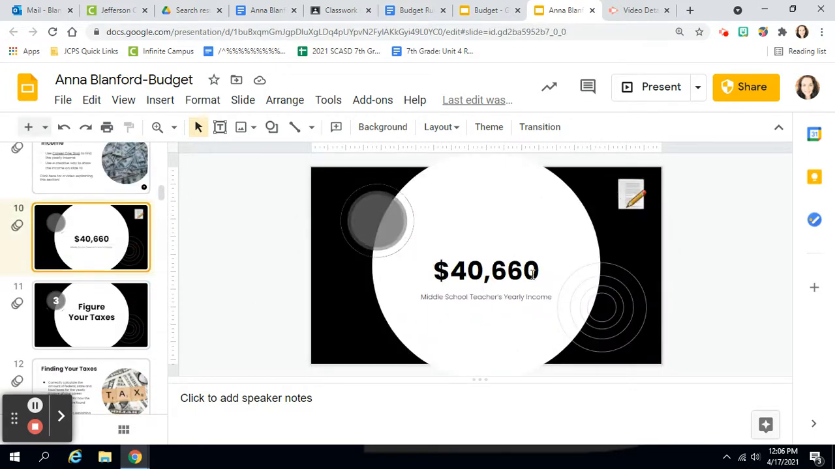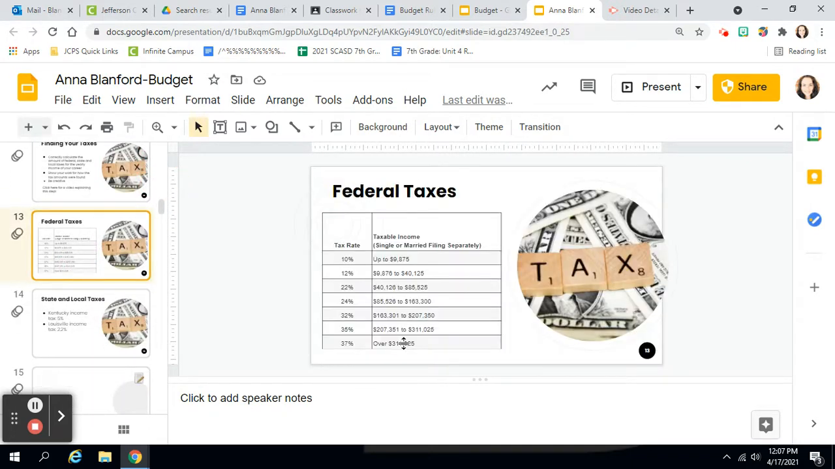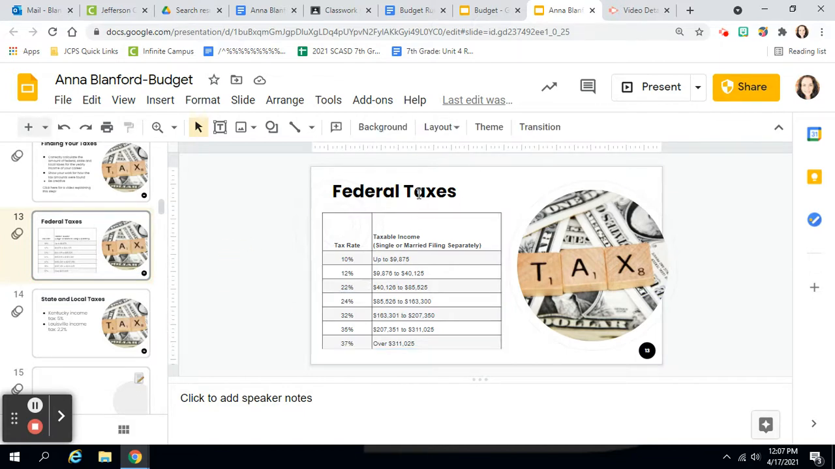If I'm going off of a middle school math teacher, the yearly starting rate is $40,660. I'm going to look on this table and figure out where that falls. It just barely goes into this tax bracket here, because 40,660 is more than this starting amount, but less than this amount. So it falls in here. That means that starting salary is going to pay 22% in federal taxes.